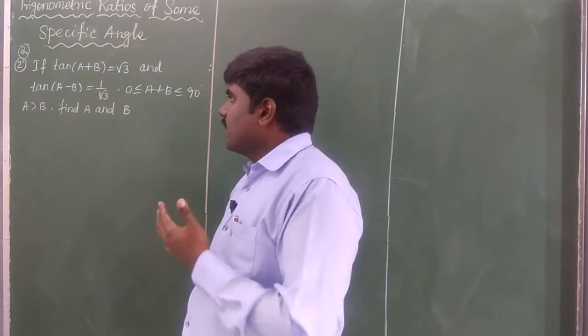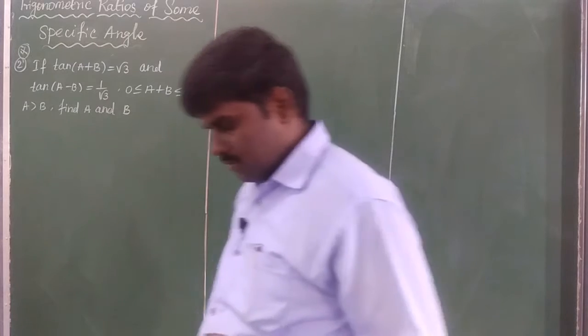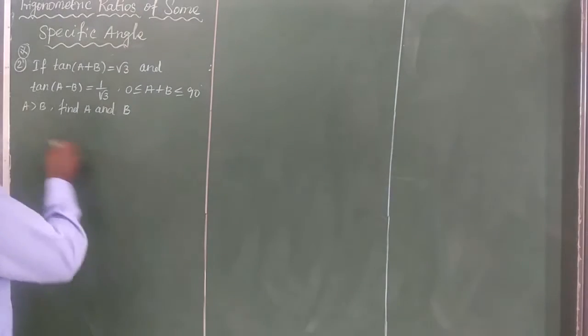If tan of a plus b is equal to root 3, okay? So, what is given?